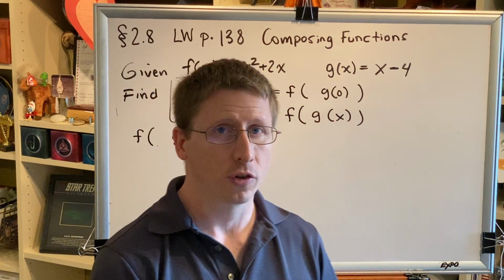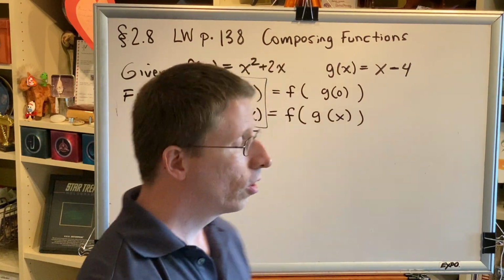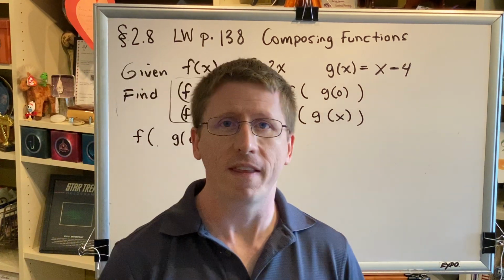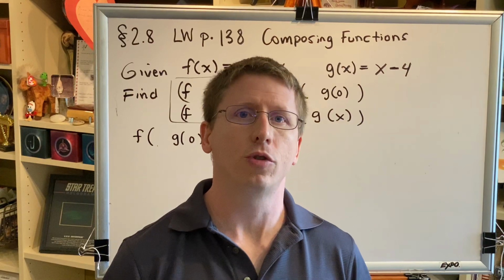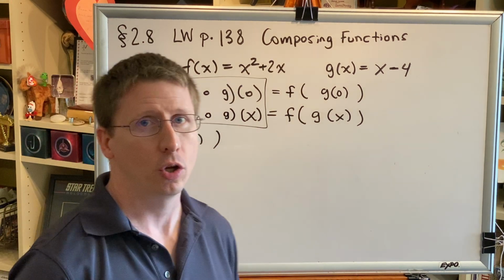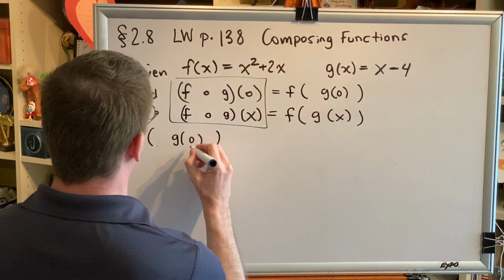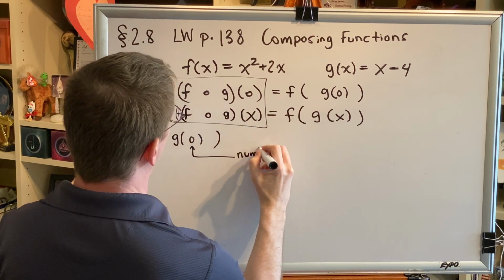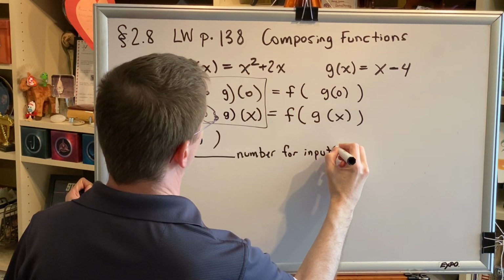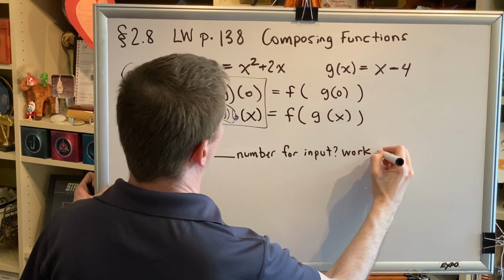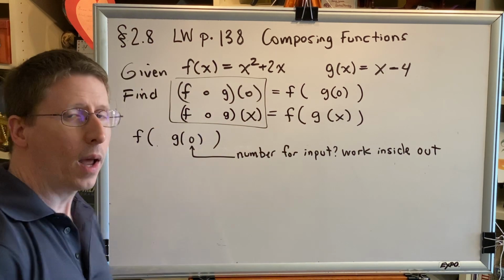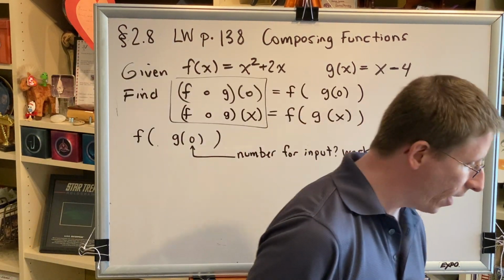Now there are two major skills when composing functions together. The first skill is for when the input is a number. The second skill is for when the input is a letter. And we will treat those two types of problems very differently. When there is a number for your input, we will work from the inside out. What I mean by that is we're going to do what's inside first.